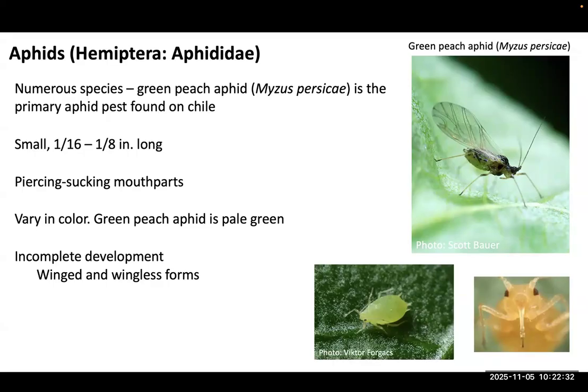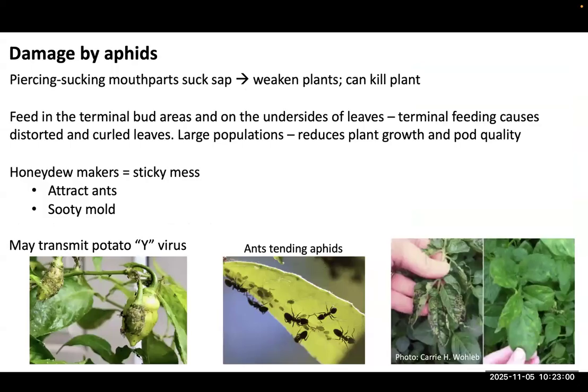Piercing sucking mouth parts. They can vary in their color. Green peach aphids are pale green, but the winged forms are kind of darker in their color and they have wings. So they do have incomplete development, but the adults don't always have wings with aphids. It has to do with seasonality and trying to locate. They'll have winged forms to migrate onto, disperse to another host plant. So aphids, in addition to feeding, have the ability to transmit viruses like some of these other piercing sucking insects, like the potato Y virus.